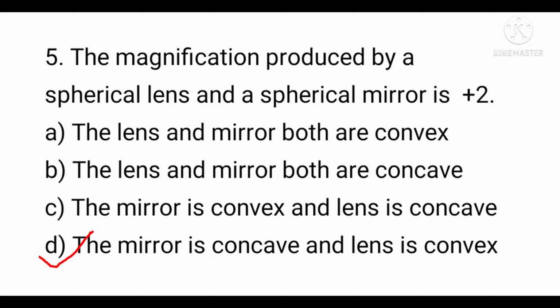The magnification is given as plus 2. If the magnification is more than 1, the image will be magnified, and if it is positive, the image will be virtual. So here the image is virtual and magnified. Such a magnified virtual image is formed by a concave mirror and a convex lens. So here the answer is option D.